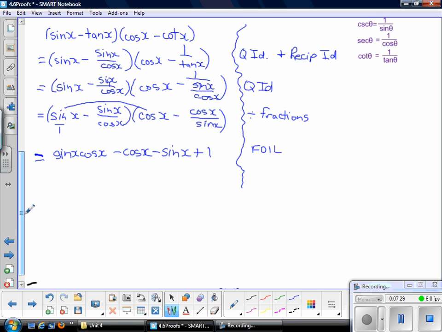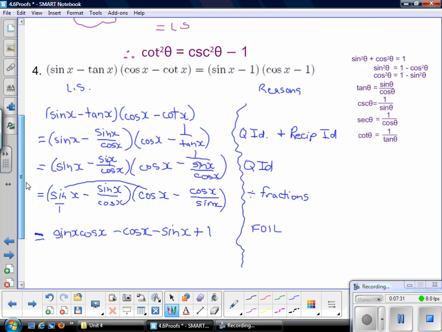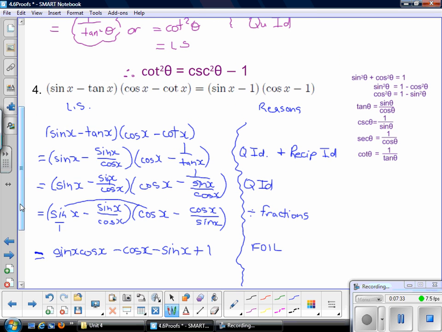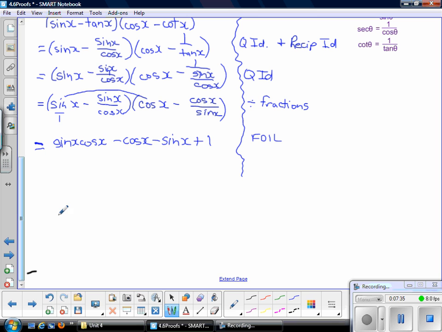And then I look at this and I think, how on earth am I going to get it to turn to this? Well, you know what? I think if I factor by grouping, it would work. You're saying, what? Yes, let's try factoring by grouping maybe. What would happen if I took these two together and I factored out a cos x?